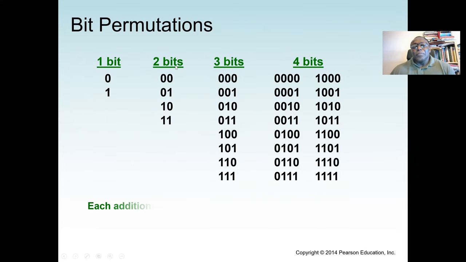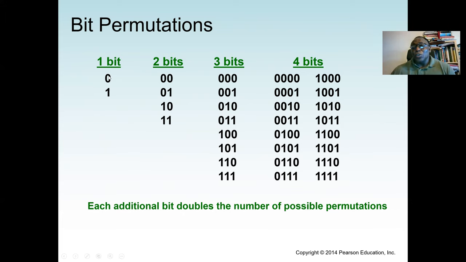So this is a bit permutation. If I have only 1 bit, the possible permutation is only 2, because it's only 0 and 1. If I have 2 bits, the possible permutation will be 2 to the power 2. The base is 2 because it's binary, and the number of bits I have will be the exponent, so 2 to the power 2. So here we can see 00, 01, 10, 11.